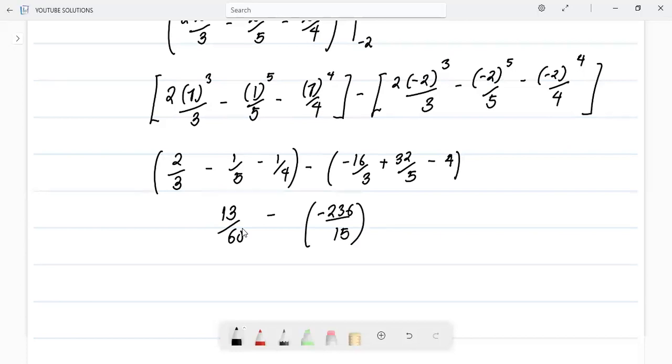And then this is negative. We're going to add these two. So this will just be 13 over 60 plus 236 over 15. Okay, so 13 over 60 plus 236 over 15. The result is 319 over 20. And a double integral, we always find the volume of a solid. So this is it, units cubed. Okay, so that is the solution.